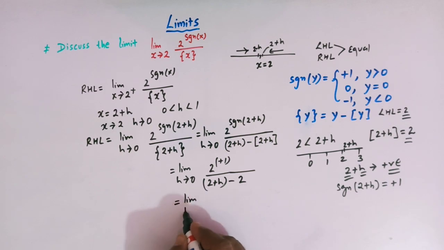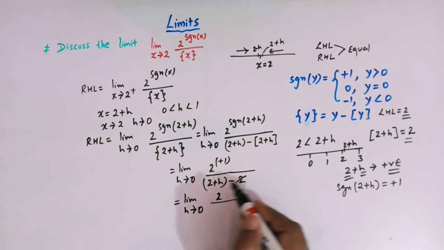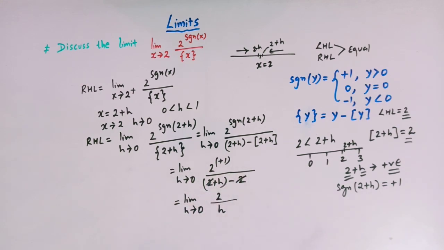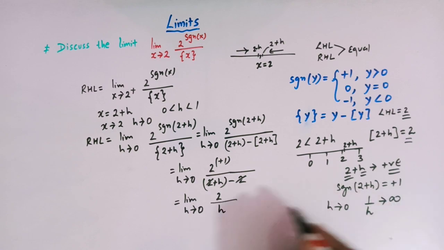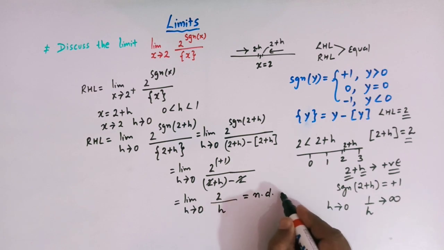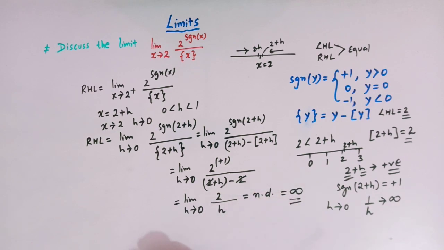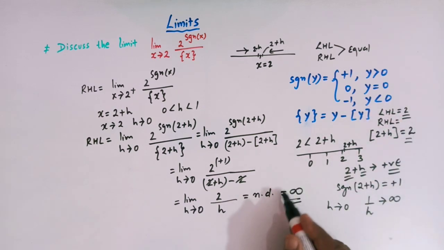Now we have limit h tends to 0. This is 2 raised to 1, which is 2. Here 2 and 2 get cancelled, and we are left with 2 over h, right? And see, here we have limit h tends to 0 of 2 over h, right? When h tends to 0, 1 over h obviously tends to infinity, right? So this limit is not defined, or we can write it like this, right? So we see that the right hand limit does not exist, right?